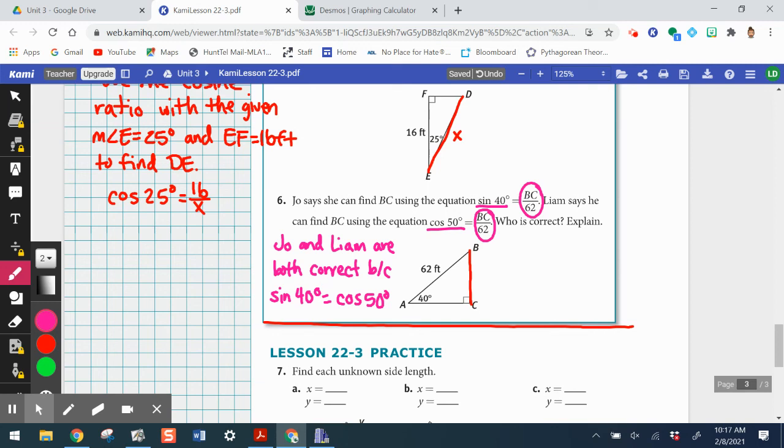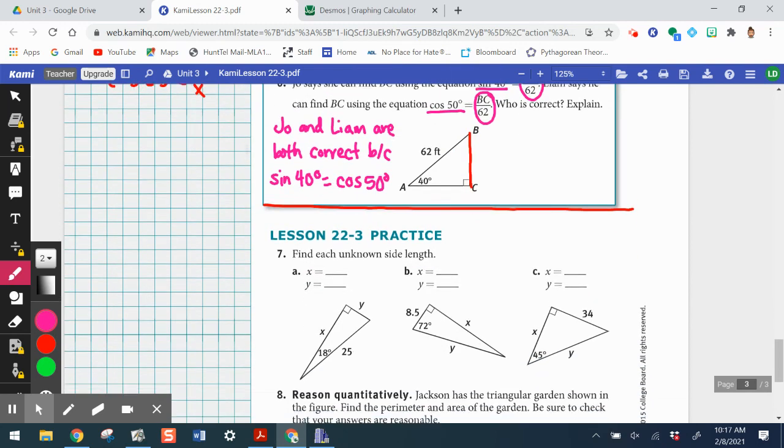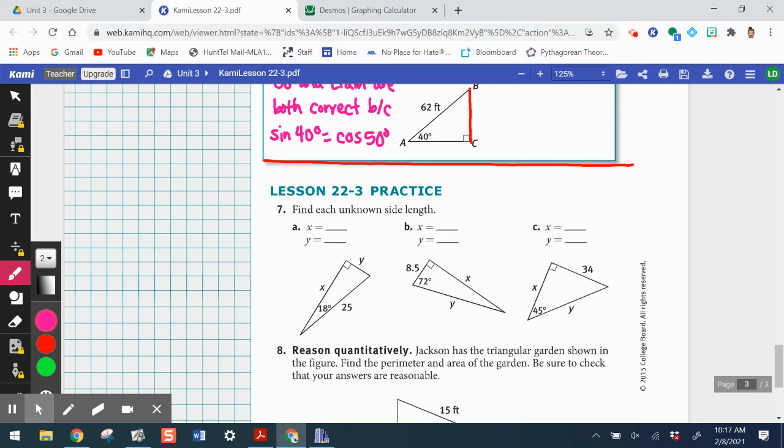So that is the end of lesson 22-3, applying and using those trigonometric functions. And we even got to see a little real world example there in item 4. As always, complete the lesson practice. It's great practice. And go back and reevaluate your learning targets.